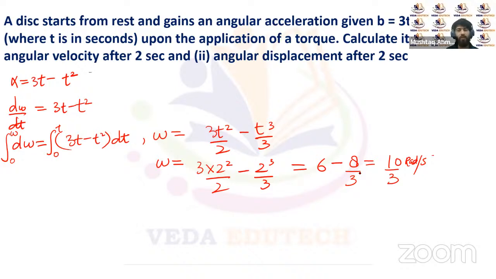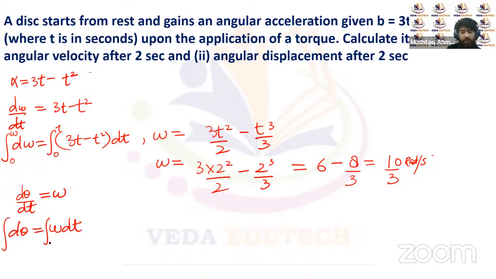But we have to calculate the angular displacement also, after time t equal to 2 seconds. What we can do is that if we integrate angular velocity, we'll get the angular displacement. So integrating angular velocity, d theta over dt is equal to omega. Now integrating on both sides, d theta will be equal to omega dt. If we integrate it, we'll get the angular displacement.